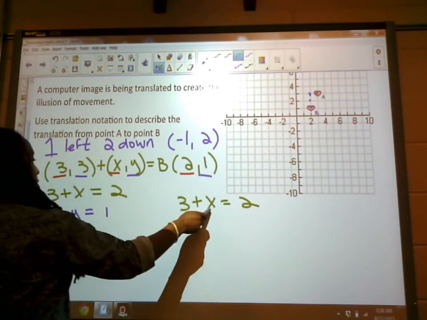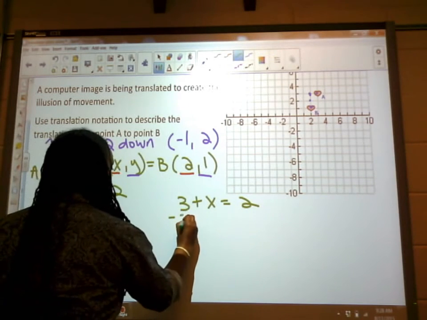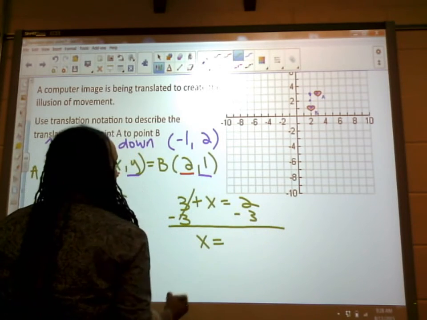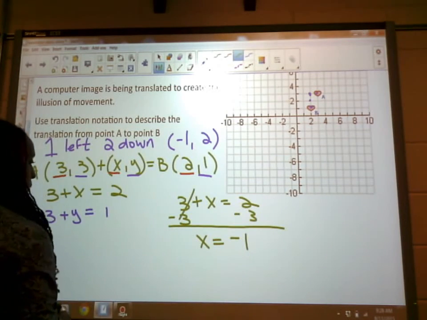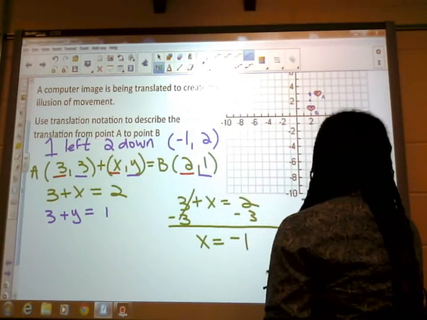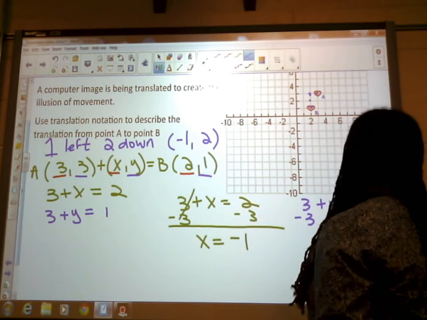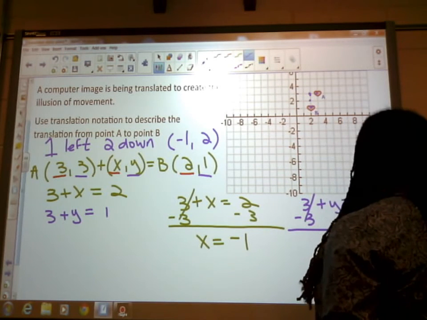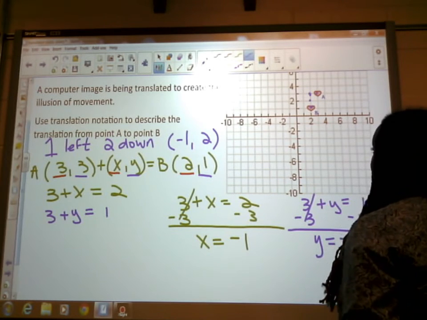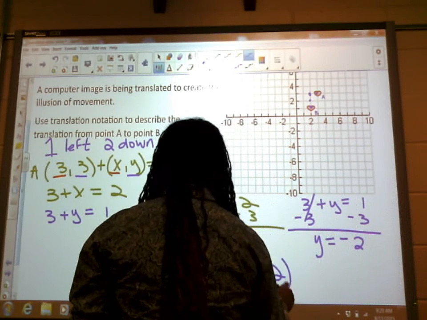All right, so for the first equation to solve for x, 3 plus x equals 2, a one-step equation. We need to get x by itself, so we are going to subtract 3 from both sides because 3 is positive, so we have to use inverse operations. Those cancel, and x equals -1. Then I'm going to do the same thing for y. So 3 plus y equals 1. I'm going to subtract 3 from both sides because we're trying to get y by itself, and 1 minus 3 is -2. So as you can see, my ordered pair should have been -1, -2.